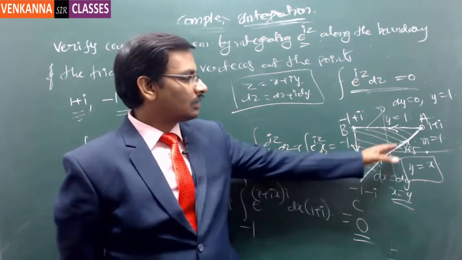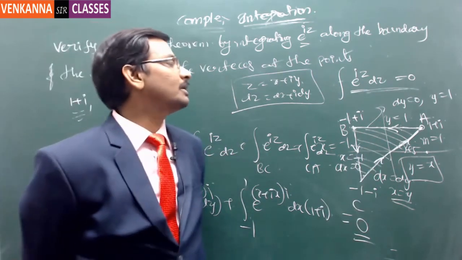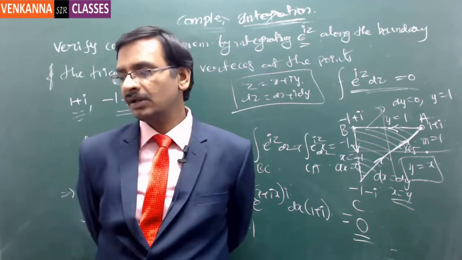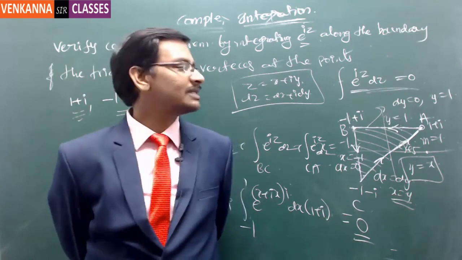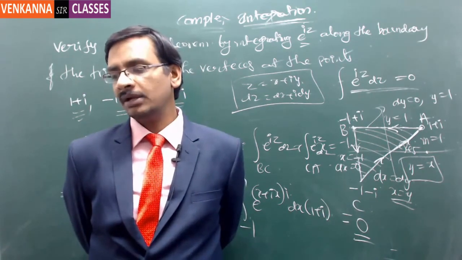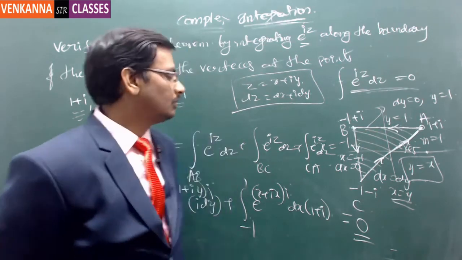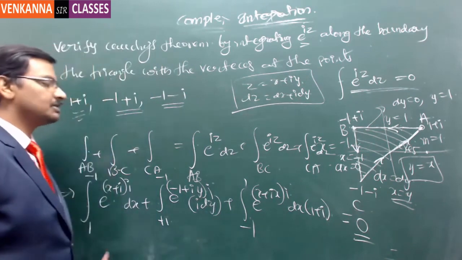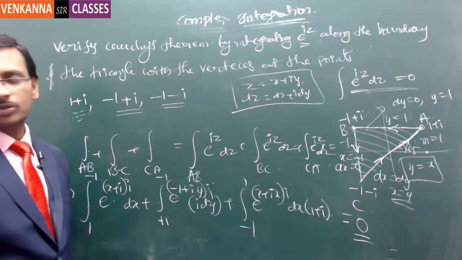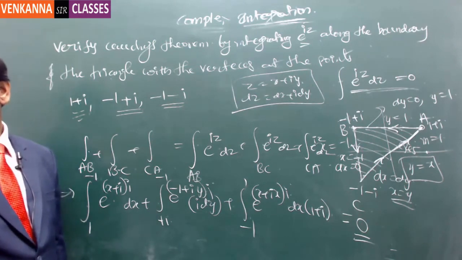Along the third line CA, you can find the integral value by replacing z with x plus ix. Why? Because the line equation is x equals y. So dx plus i dy can be written as dx plus i dx, because x equals y. If you solve all three integrations and add them together, it comes out to be 0. Clear? Any questions on this?